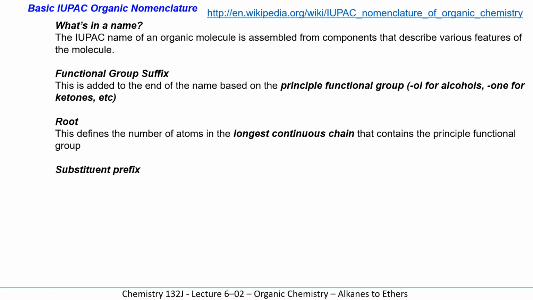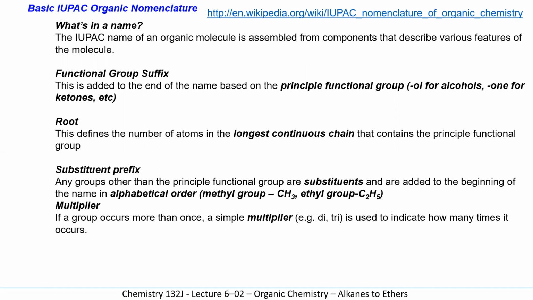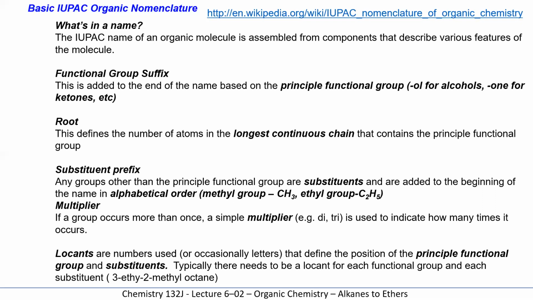We have to identify the longest continuous chain in the molecule that we're naming first, and then we identify substituent groups that are attached to that carbon chain, and we alphabetize them. Sometimes there's more than one substituent group, like there could be two methyls, so we call it a dimethyl, or there could be three ethyls, we call it a triethyl. We have to number them where they are on the chain. That's what the locants are, the numbers on the chain.